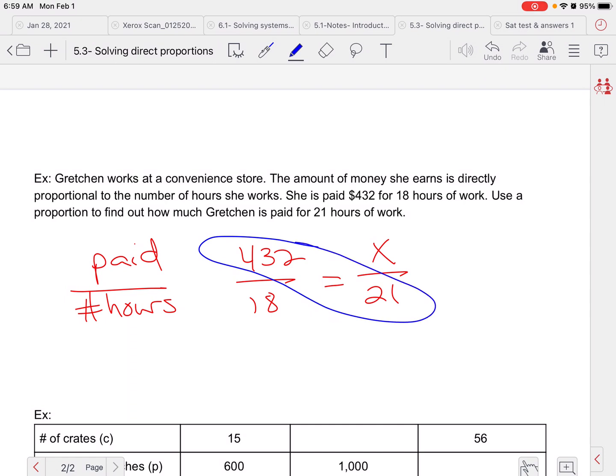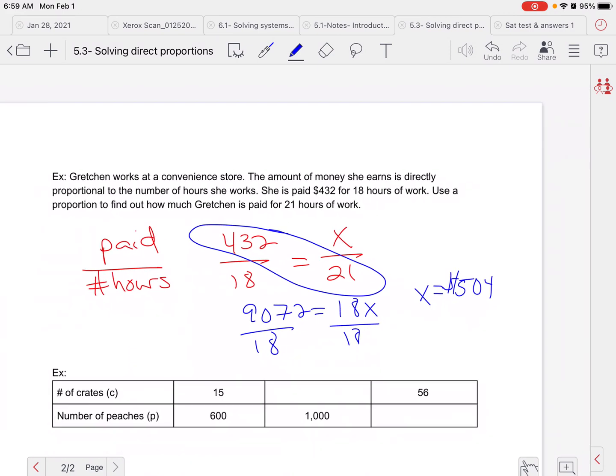So 432 times 21, which would be 9,072, equals 18 times x, which is just 18x. And once I have that set up, now I just divide because it's a one-step problem. So this would be $504. Okay.